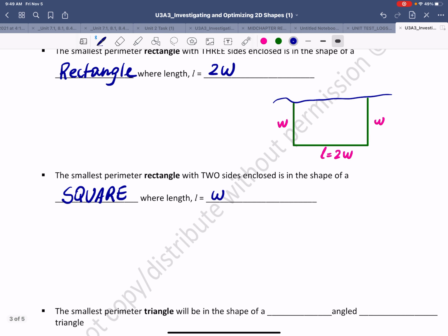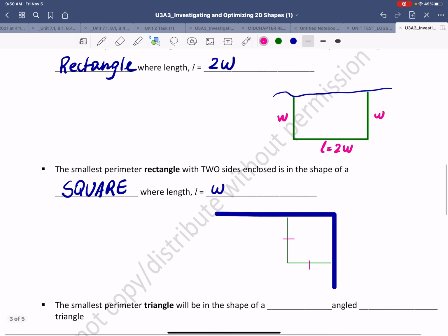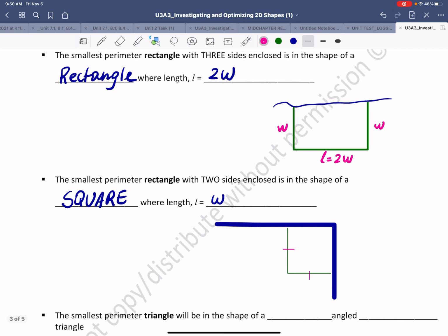So again, we are in that similar scenario when we had the corner of a building and we were trying to enclose a parking lot area. And we said that if we only needed to enclose two of the sides, then a square shape would do the trick, okay? Now, the smallest perimeter triangle, again, will be in the shape of an equilateral triangle.